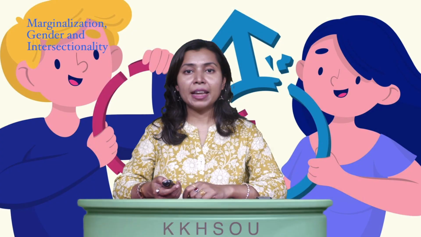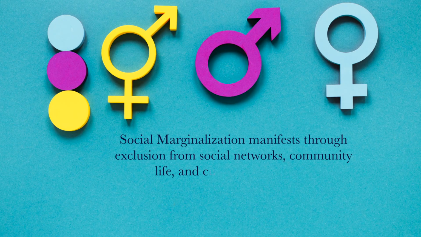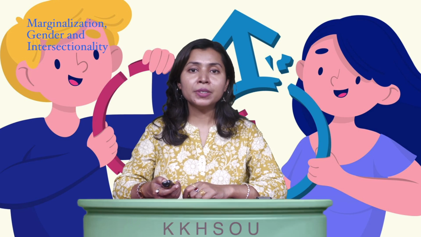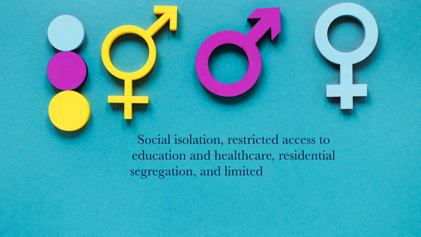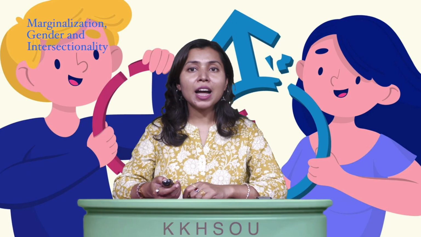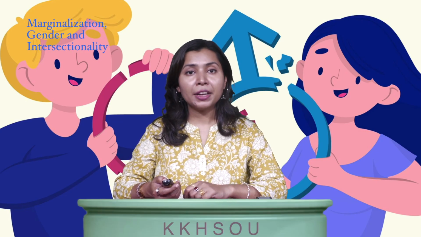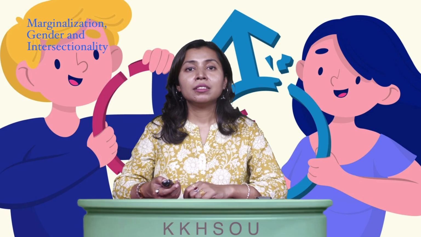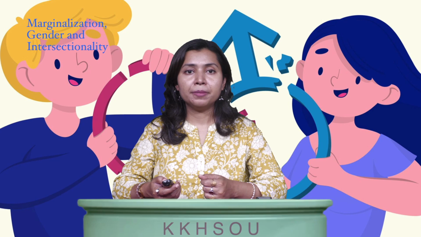Social marginalization manifests through exclusion from social networks, community life, and cultural institutions. Marginalized groups may face social isolation, restricted access to education and healthcare, residential segregation, and limited participation in civic organizations. Cultural marginalization involves the devaluation of certain cultural practices, languages, knowledge systems, and identities. Dominant cultural norms are presented as universal, while minority cultures are stereotyped, exoticized, or rendered invisible.